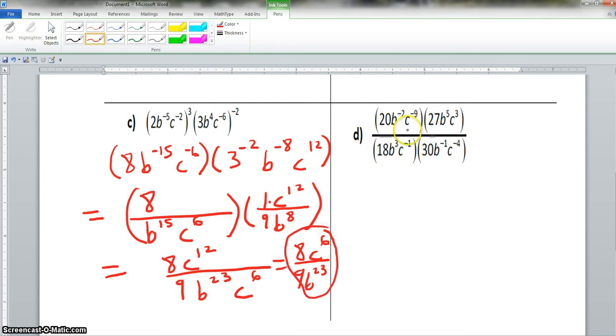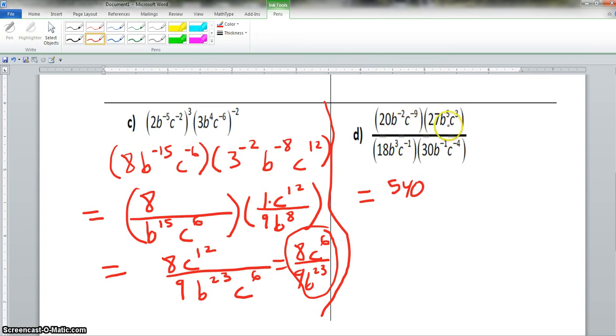Now we go here to D. Now we have 20b to the negative 2, c to the negative 9, 27b to the 5th, c to the 3rd, all over 18b to the 3rd, c to the negative 1, and 30b to the negative 1, c to the negative 4. So this is what we would do.